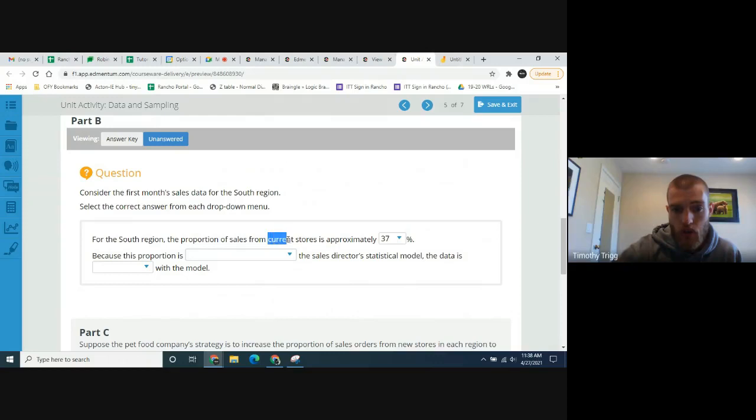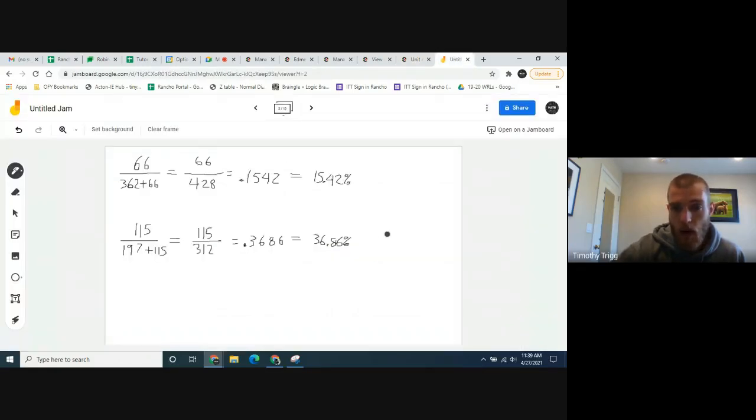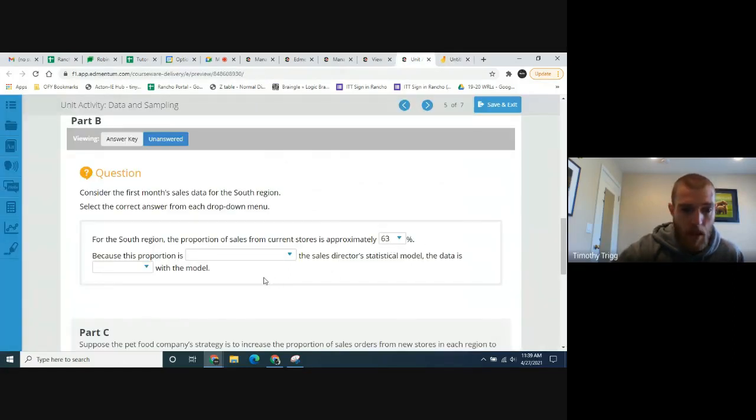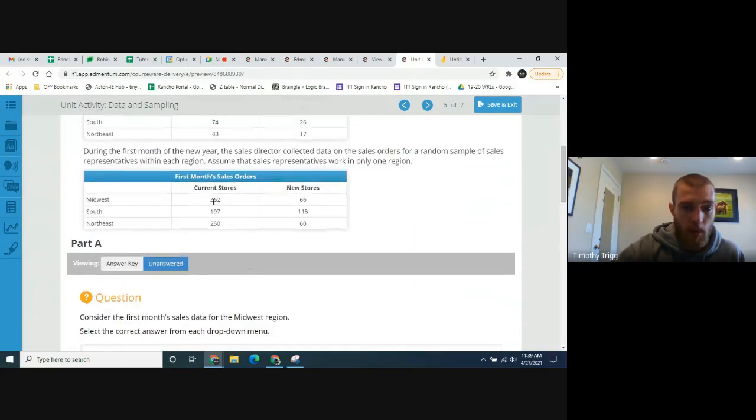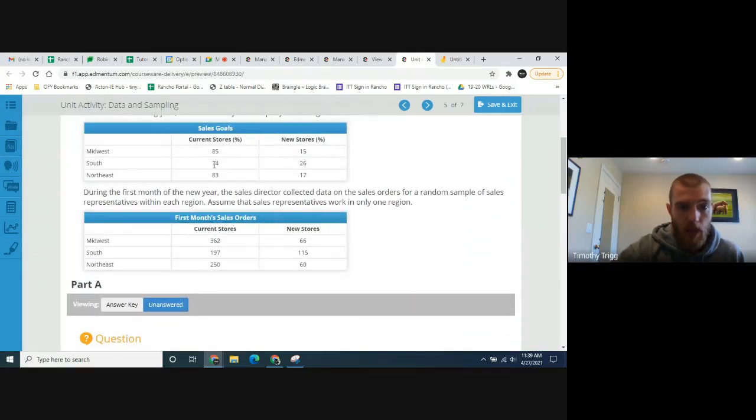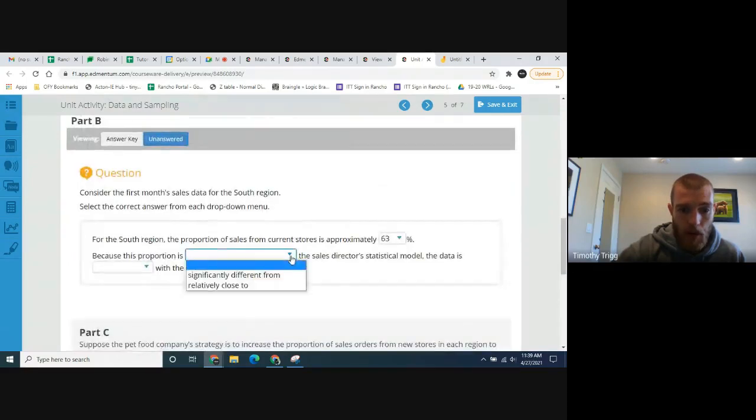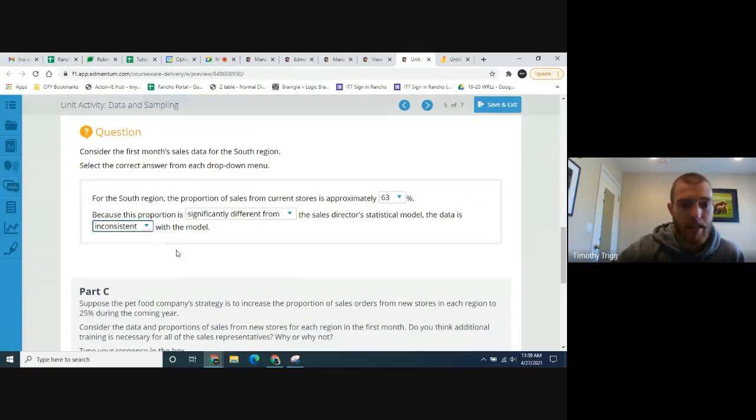Oh wait, we're looking for current stores. This is from new stores. So for current stores, it'll be 63. Remember, they need to add to 100%. So I accidentally looked up from new stores, should be from current stores. So make sure it should be 63 here. But you can get that by doing 100% minus this percent, which would give you about 63%. But that's not close to what they wanted, right? They wanted 74% from current stores from the model. So this is significantly different from the model. So this is inconsistent with the model.